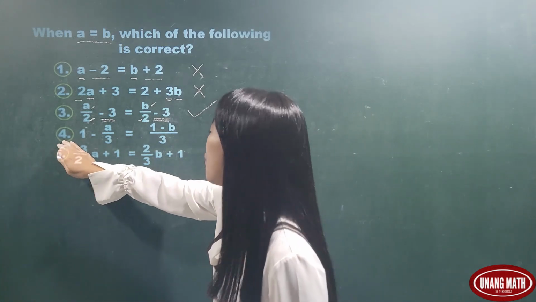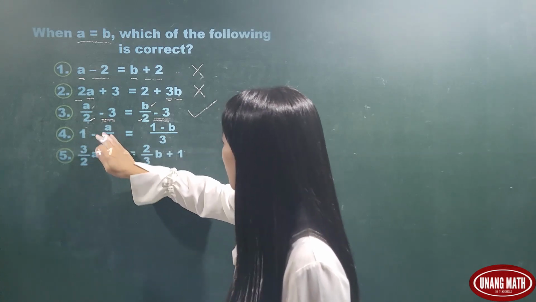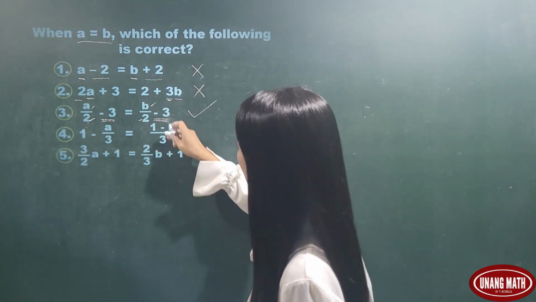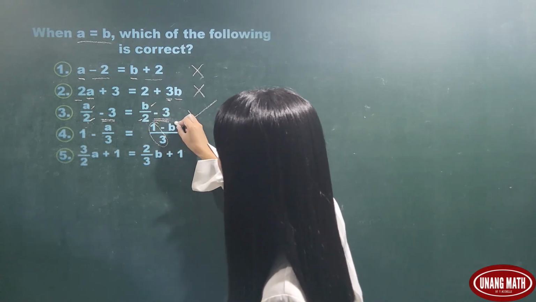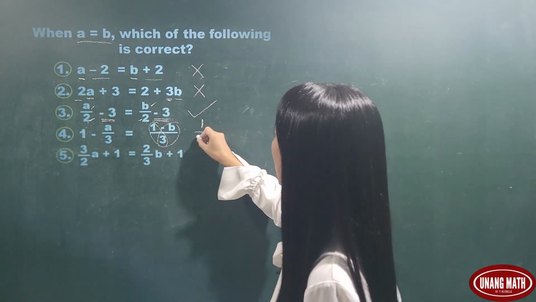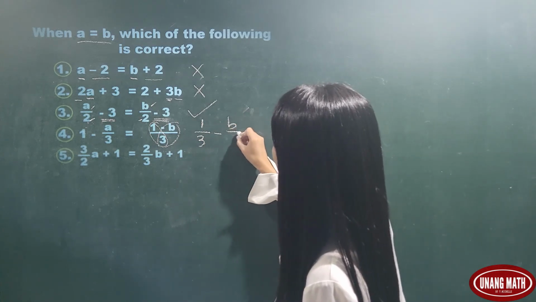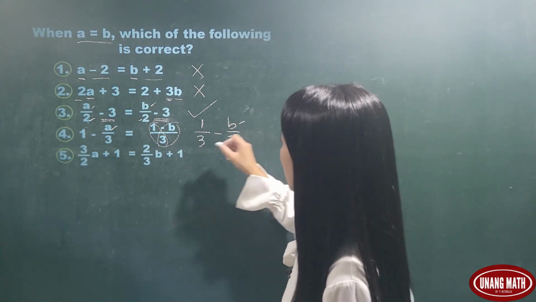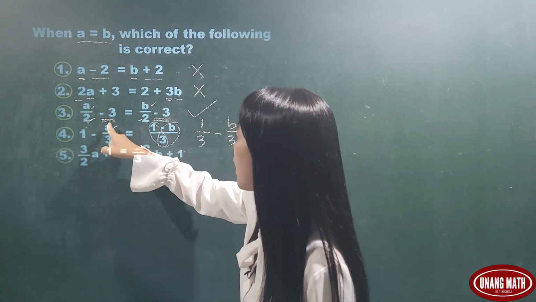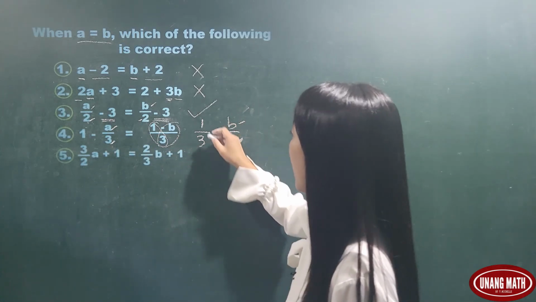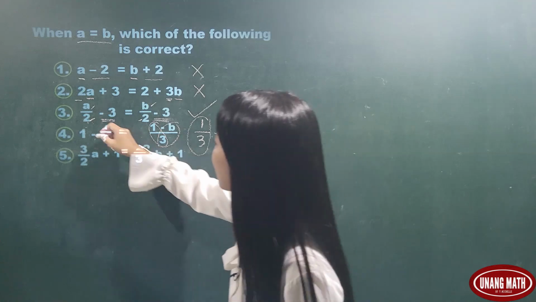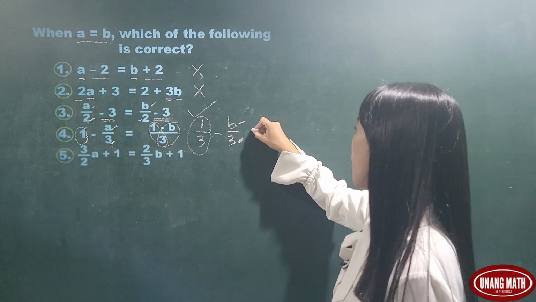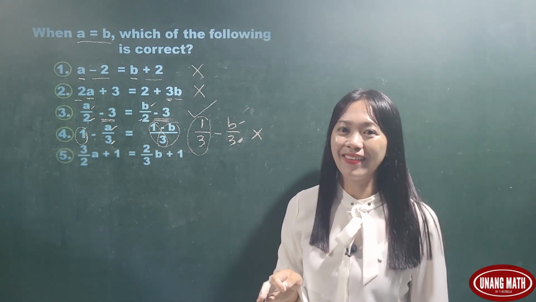Okay, let's check this fourth equation. 1 minus A over 3 is equal to 1 minus B over 3. 1 minus B over 3 is equal to 1 over 3 minus B over 3. A is equal to B. Okay, this is 3. This is also 3. So minus A over 3, this is minus B over 3. But this is 1/3 and this is 1. So that means the number 4 equation is not correct.